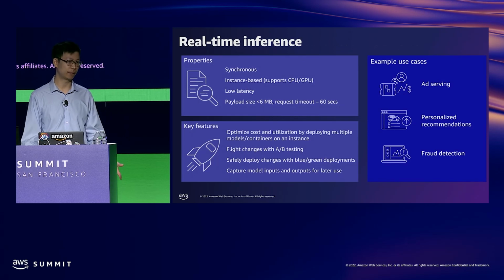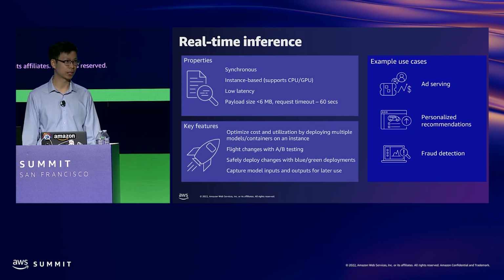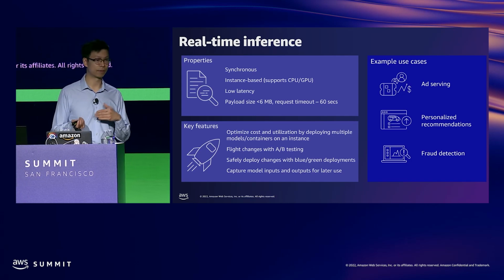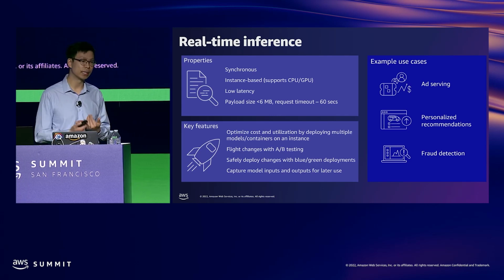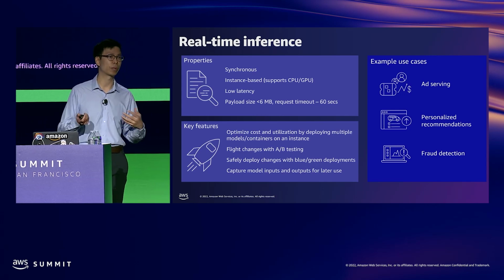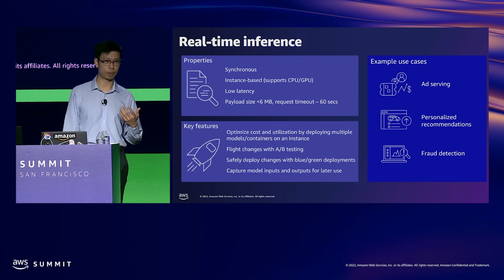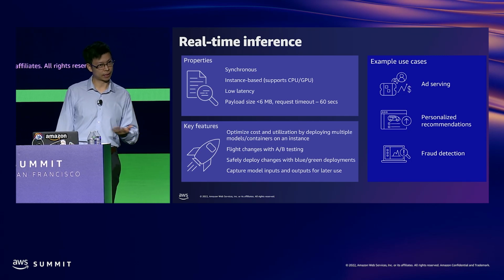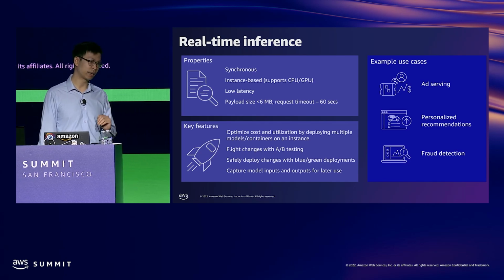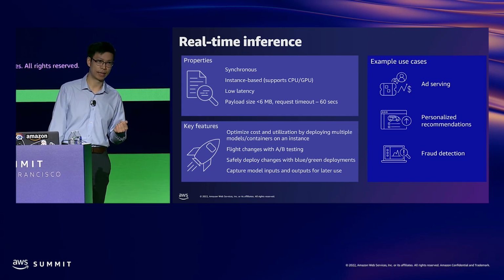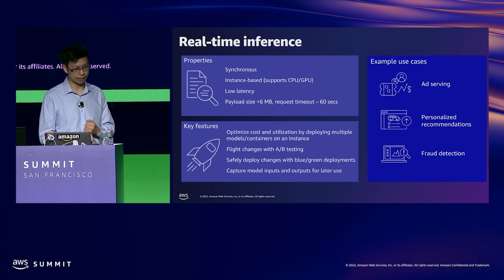First, we have real-time inference. This is a synchronous inference option. Your application makes the request and waits for the inference to come back before it moves forward. It is instance-based, so you have to pick and choose the instance that works best for you, or use Inference Recommender to find which instance works the best. Because there's always an instance up and running, it is low latency because it's always ready to serve your inference request. It's good for when you have payloads that are less than 6 megabytes, or when you need a request timeout or runtime of less than 60 seconds.